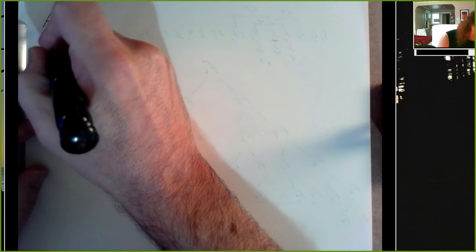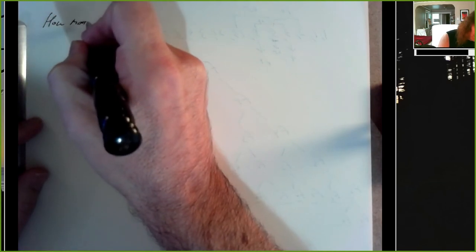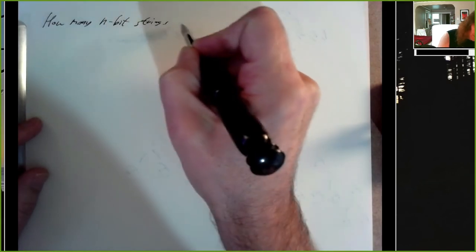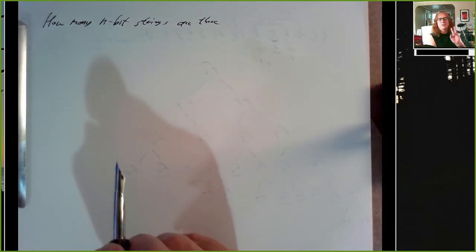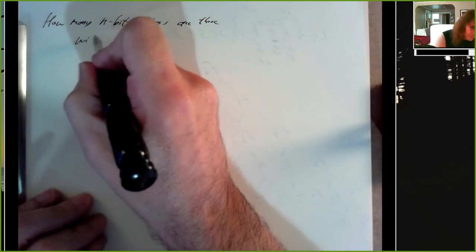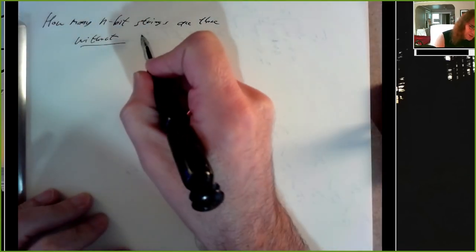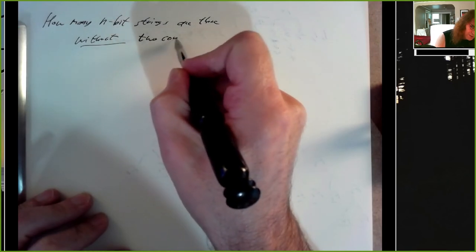Okay, let's do one more counting problem. Let's count up particular types of bit strings. So, how many n-bit strings are there which do not contain two consecutive zeros? How many n-bit strings are there without two consecutive zeros?